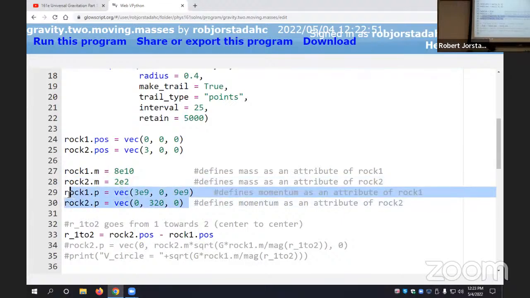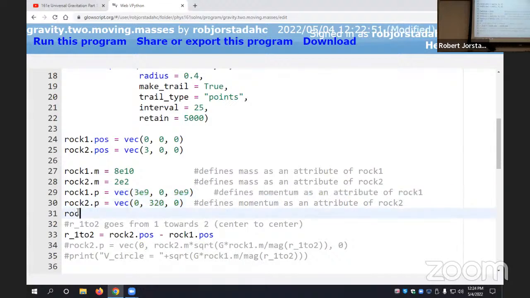Now notice I'm going to define momentum down here. That's just mass times v. Why am I doing that? Because it's a very physicsy thing to do. But do you agree that's basically like saying I've told you the velocity, in particular, rock1.v would equal rock1.p divided by rock1.m.